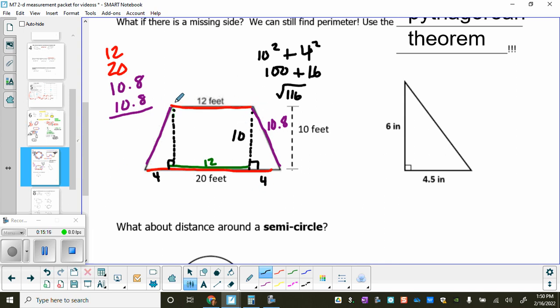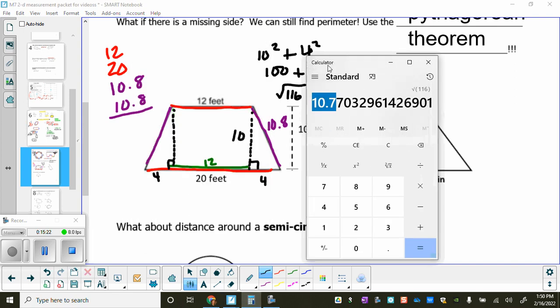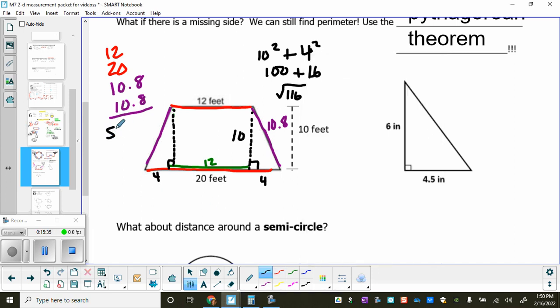The 12, we've got our two 10.8s, and then the bottom all the way across was this 20. So let me take care of the 10.8s. I got two of those. Now I'm going to add the bottom 20. Now I'm going to add the top 12. We get a 53.6 for this one. And it's feet. So 53.6 feet is the distance all the way around this trapezoid.